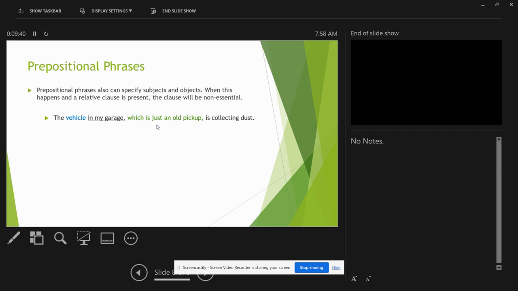Okay, so that's the bottom line with this, guys. When you're looking at relative clauses, first of all, figure out what it is that the clause is describing, what word, and is it the only thing that specifies that word, or does something else specify that word as well? If it's the only thing, it's essential. If it's extra, it's non-essential. Okay? And that's it.